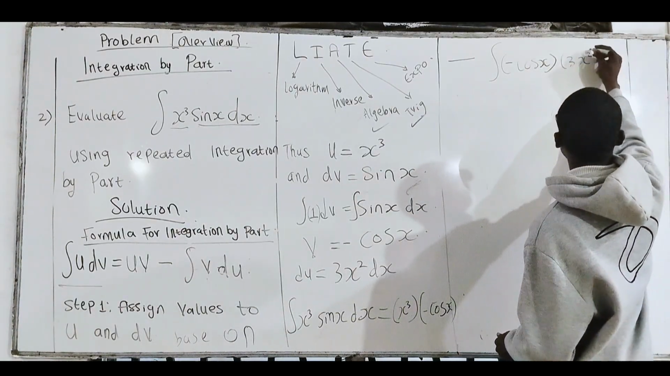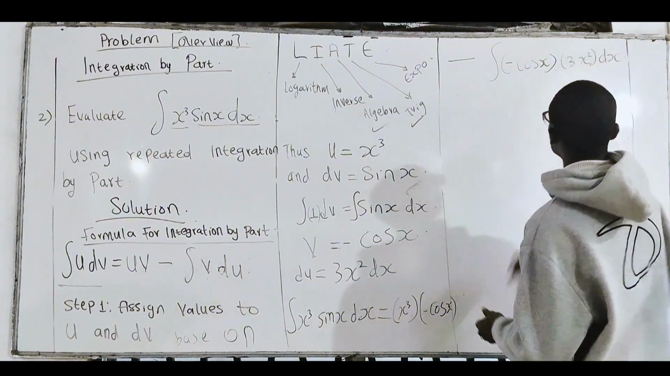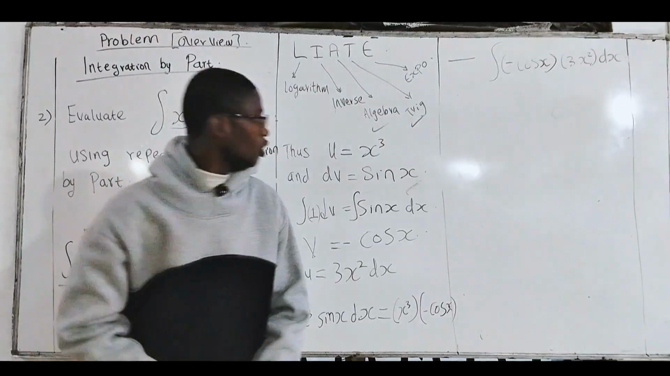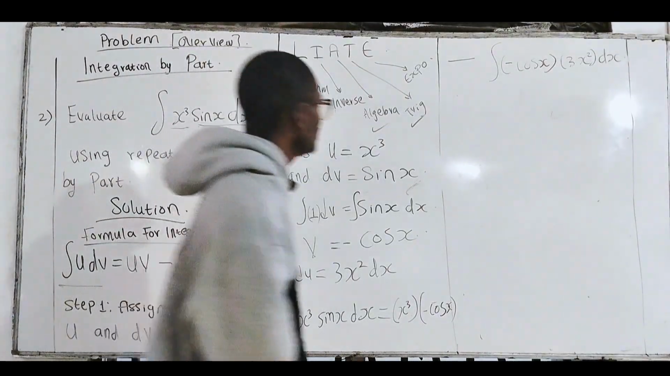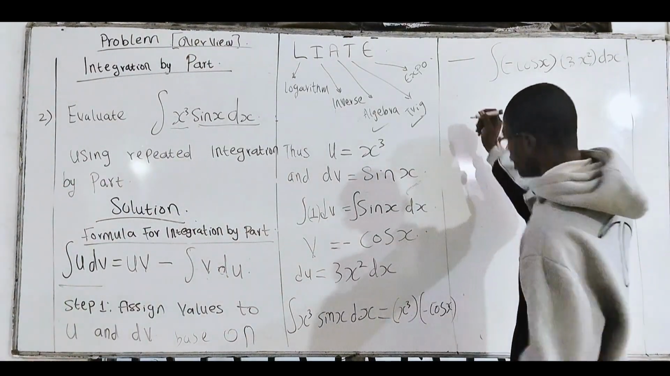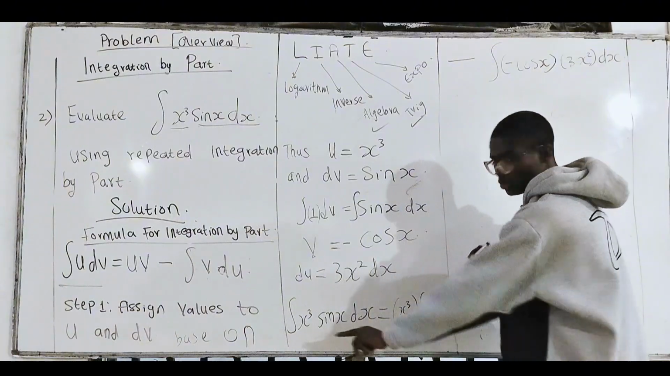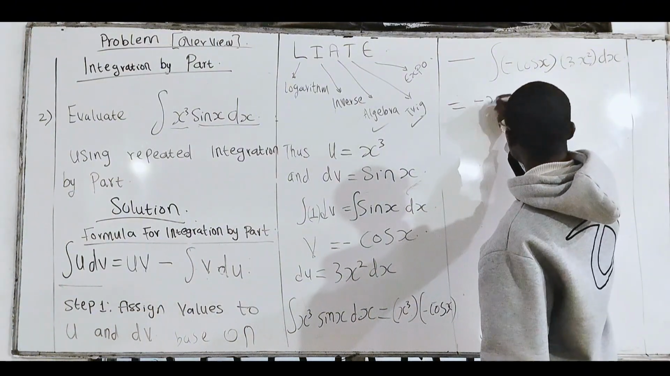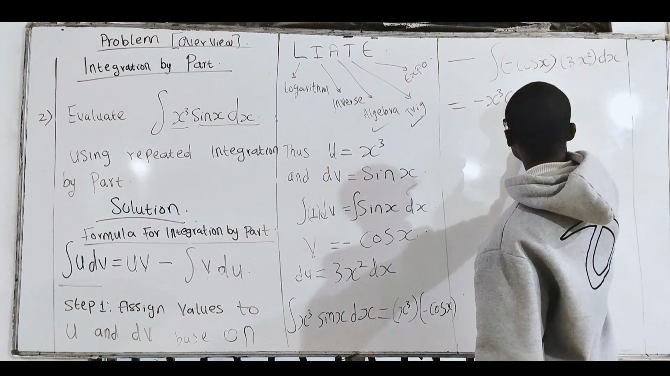3x squared dx. Is that all? That's all. So now, how do we simplify this? I won't be writing this again, so it will not be long. So this should be equal to what? Minus x cubed cos x.